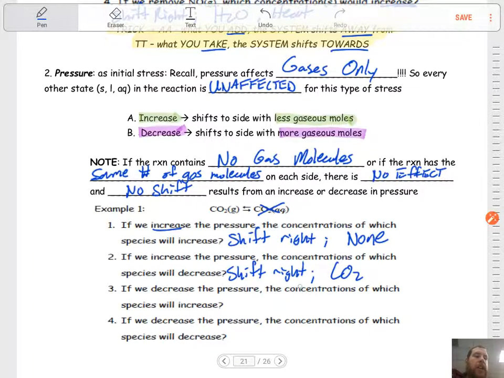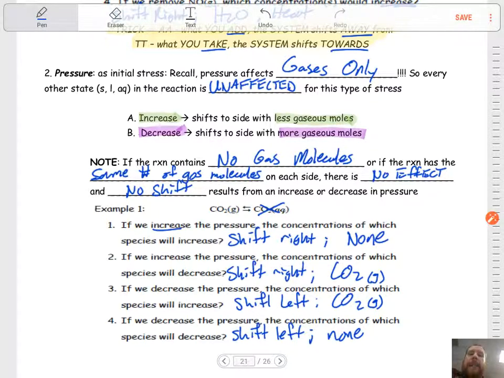Number three, if we decrease the pressure, all right, so now decrease, we shift to where there's more gas moles. Well, there's only one gas mole here, guys, so we're going to shift left in this case because we're removing it. So which concentrations of species will increase? It's going to be CO2, and it's gas. I'm sorry, we should have gas for both those because they're both CO2. And the last one, if we decrease the pressure, so we're still shifting left. Concentrations of which species will decrease? None. Okay, because again, it's not affected by the pressure shift.